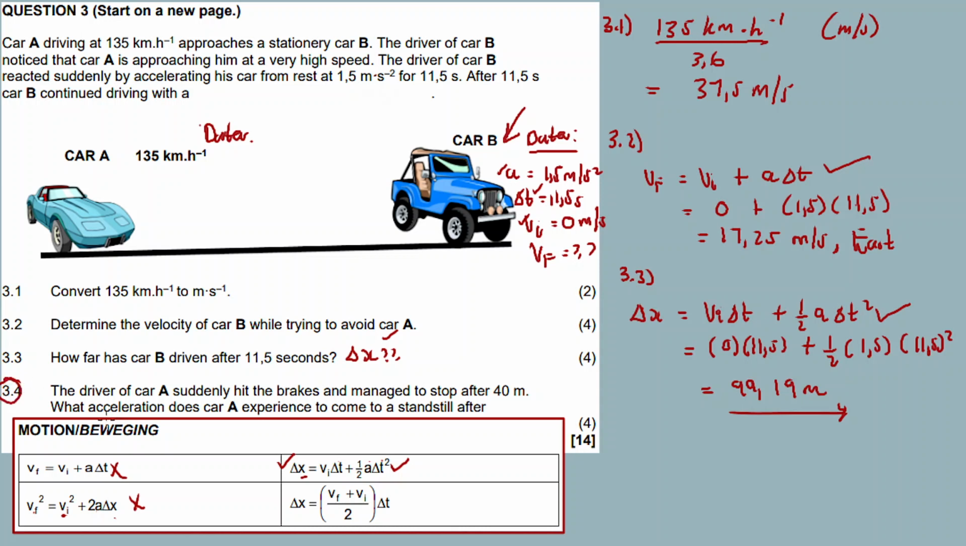3.4, the driver of car A suddenly hits the brakes and manages to stop after 40 meters. What acceleration does car A experience to come to a standstill? Right, so we want to calculate the acceleration. In fact, it's not called acceleration, it's what we call a deceleration. The moment we apply our brakes, we decelerate.